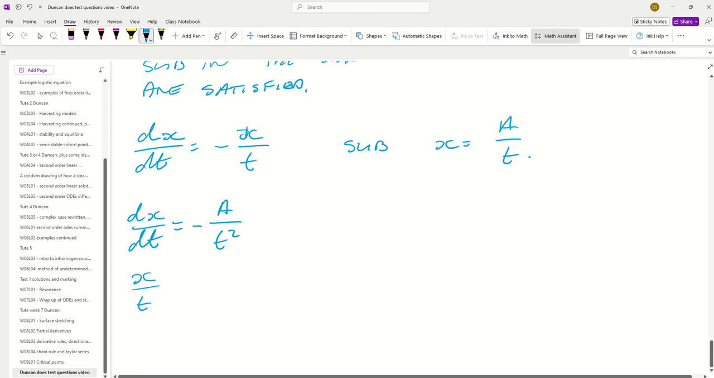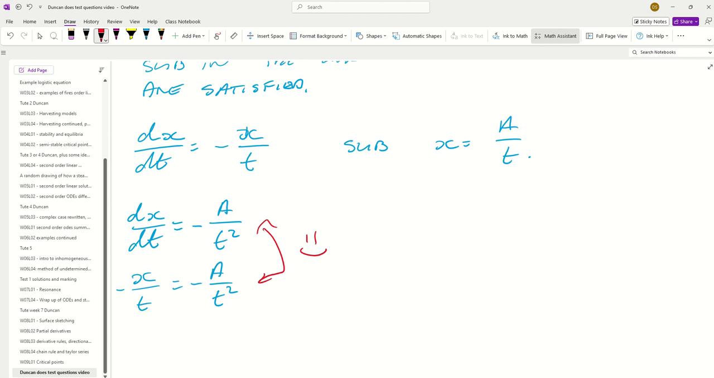Now x divided by t and the minus sign in front of it is equal to minus a, t divided by t gives me t squared. So these things are the same and my equation is satisfied. Hooray, I guessed correctly. Now, let's take the alternative approach.